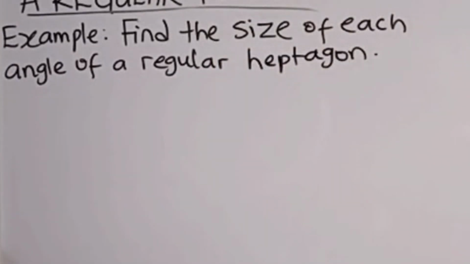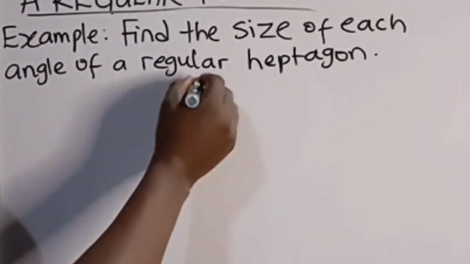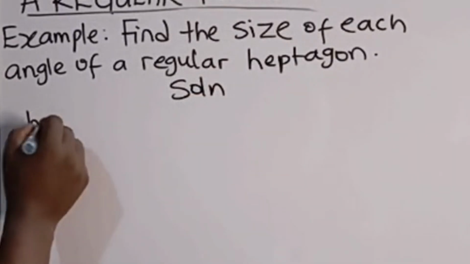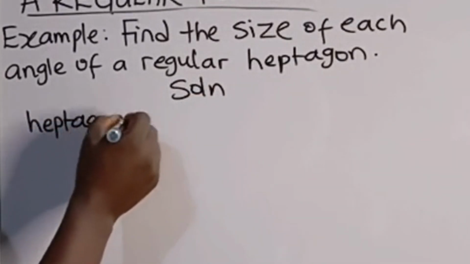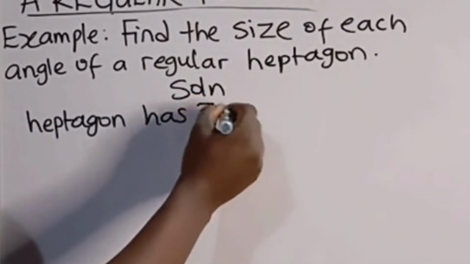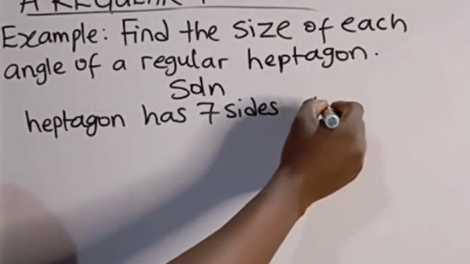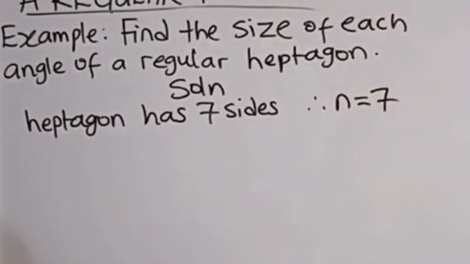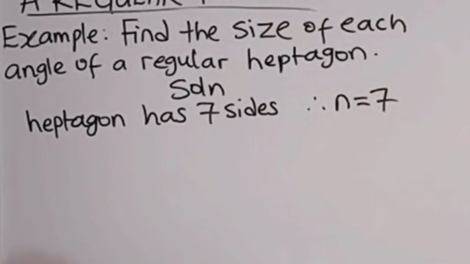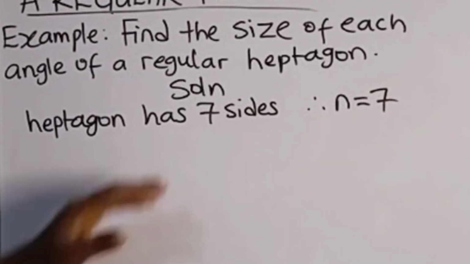Okay, so here we are told to find the size of each angle of a regular heptagon. So a heptagon is a polygon that has 7 sides. So that's the first thing we take note of. Heptagon has 7 sides. Therefore, n is equal to 7. So we'll fix that into the formula.